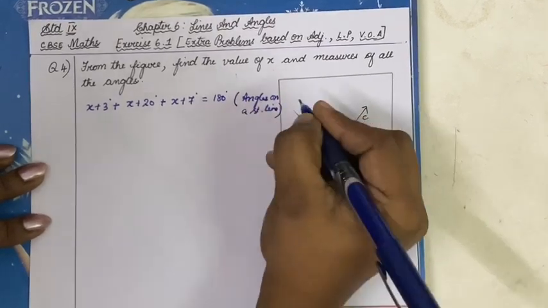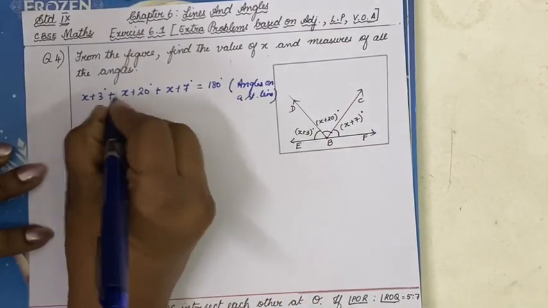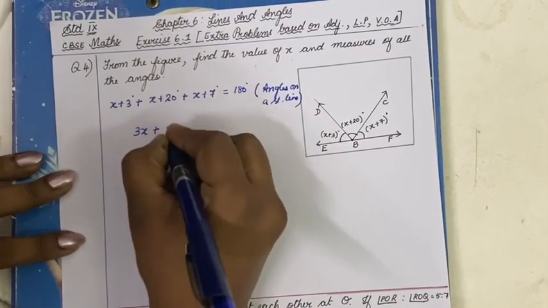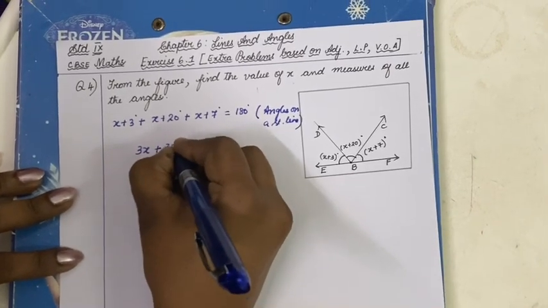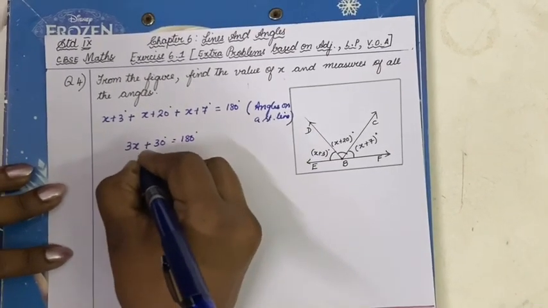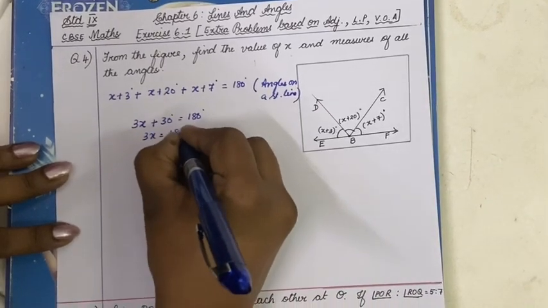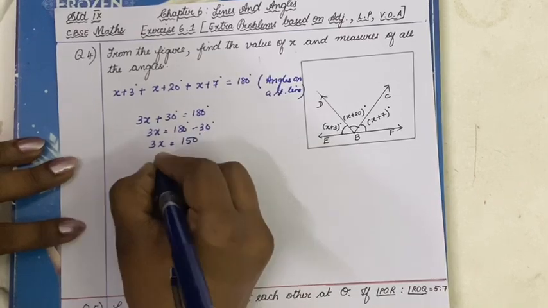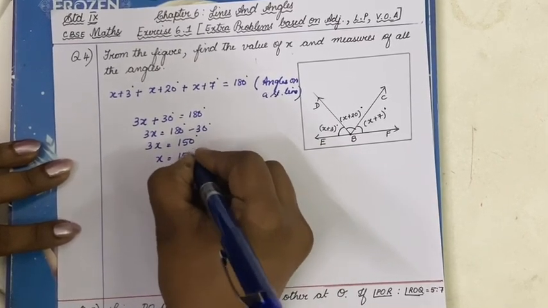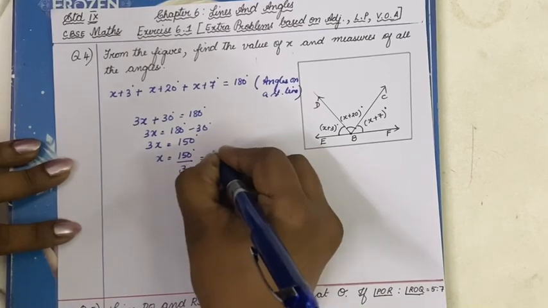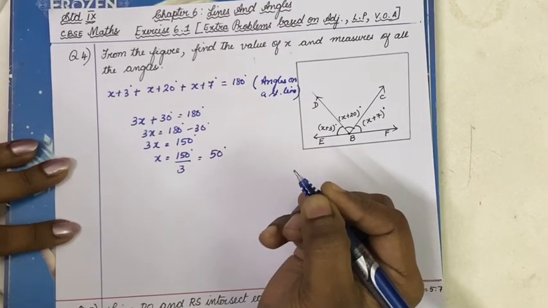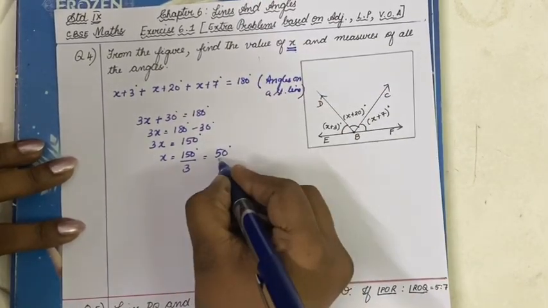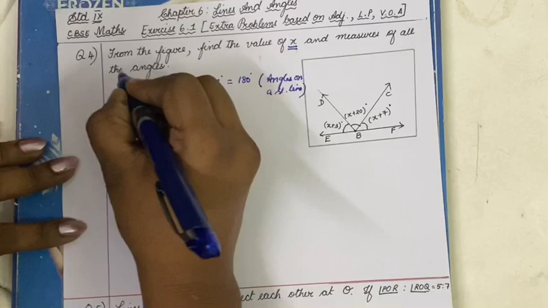Yes. Now, just solving. How many x's are there? 3x plus you have 30 degree is equal to 180 degree. So 3x is equal to 180 minus 30 degree. 3x is equal to 150 degree. Therefore x is equal to 150 degree divided by 3, which is equal to 50 degree. So we've got x as 50 degree, but they ask to find the value of x. Yes, we have found the value.